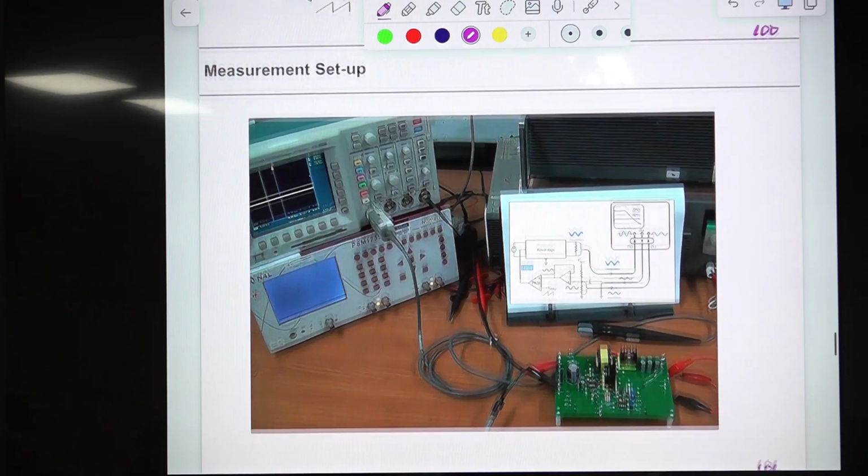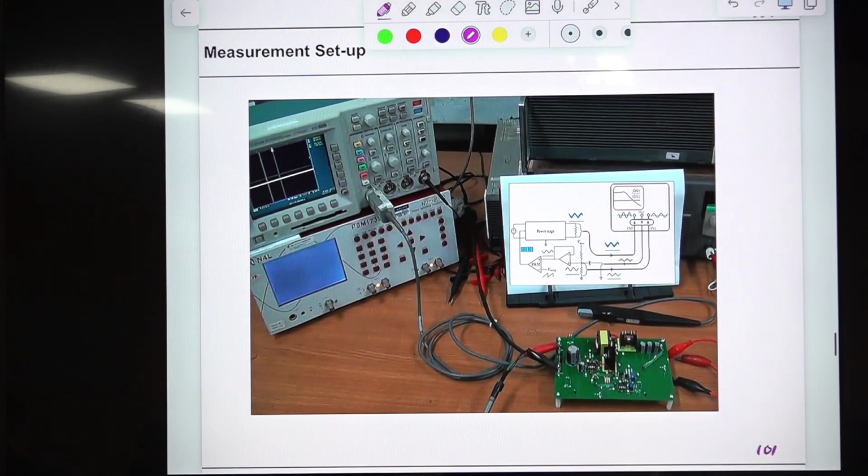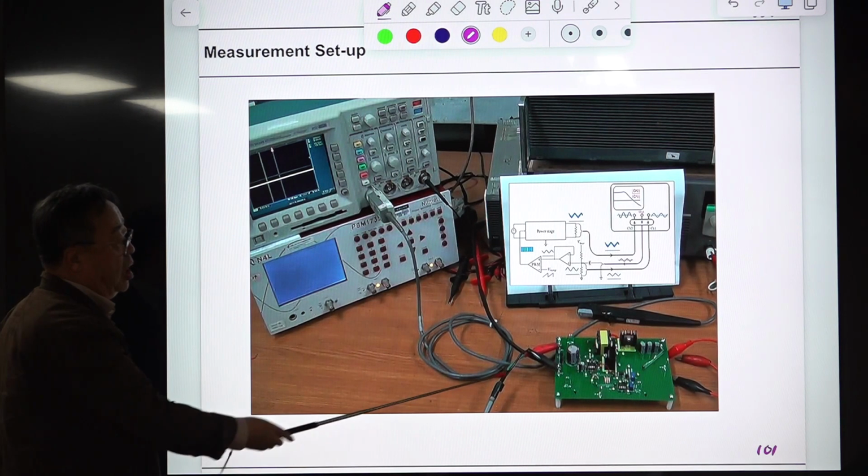This is the second part of the second session of this lecture. I just showed the measurement setup of this sensing. Actually, this is the setup used to measure the duty ratio to output transfer function of an offline flyback converter.